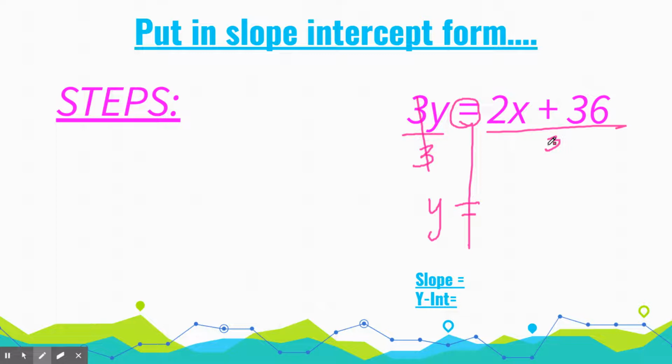2 cannot divide by 3 evenly, so I'm going to leave it as 2/3 x plus 36 divided by 3 is 12. Now I'm going to fill out my slope and y-intercept. My slope is the number next to x, so it's 2/3. And my y-intercept is my plus b, which is 12.